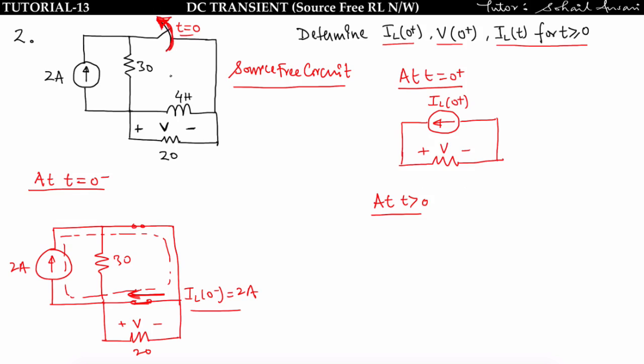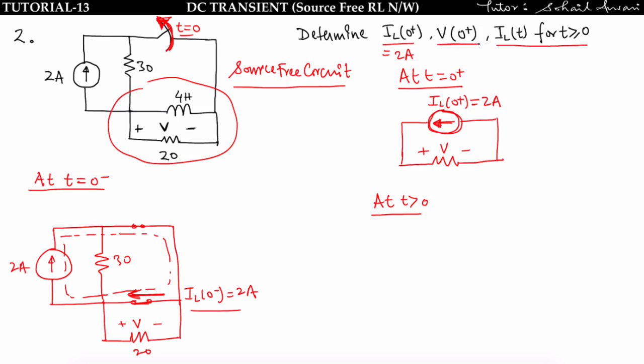Since at t equal to 0 the source has been removed from the circuit, I will get only this much of the circuit at t equal to 0 plus. And we know that an inductor won't allow a sudden change in current. That means IL of 0 minus must be equal to IL of 0 plus, that is equal to 2 ampere. And this will behave like a 2 ampere current source. So we have already found IL of 0 plus equal to 2 ampere.